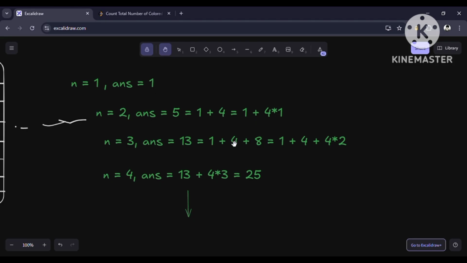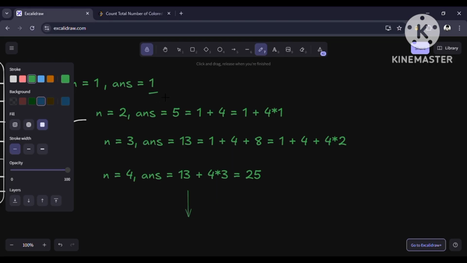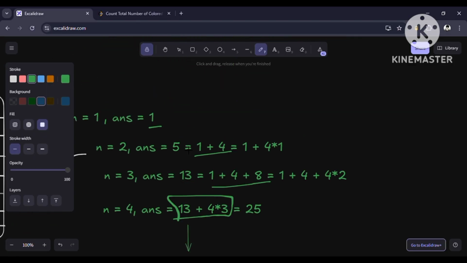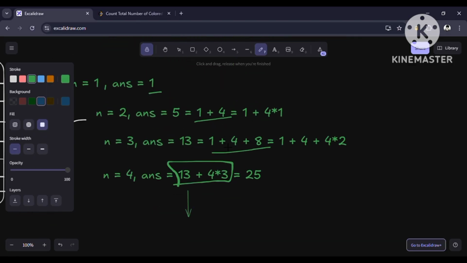So if I sum all the values for n equal to 4, I have to sum all these values, right? This one was my answer, this one, then this one, then this one. For n equal to 4, this was my answer. So if I expand this value, what will happen if I expand this one?